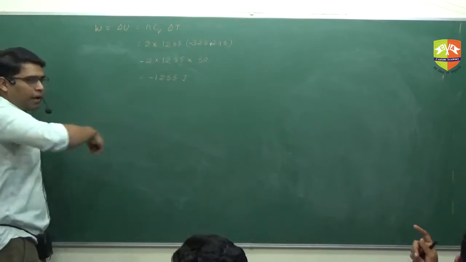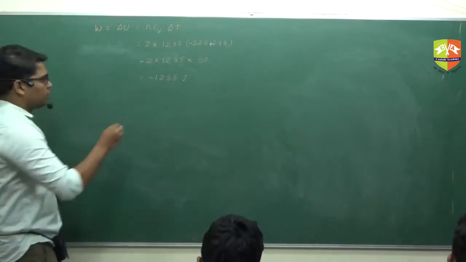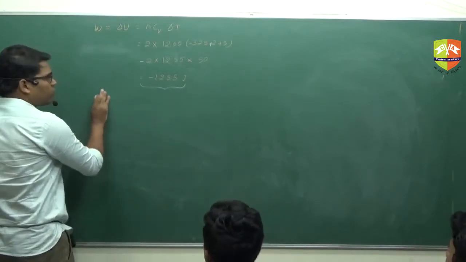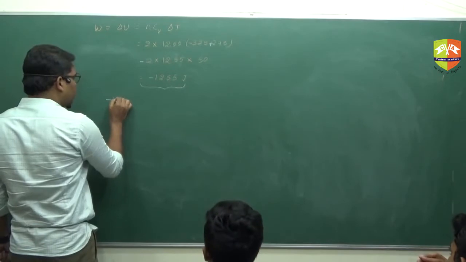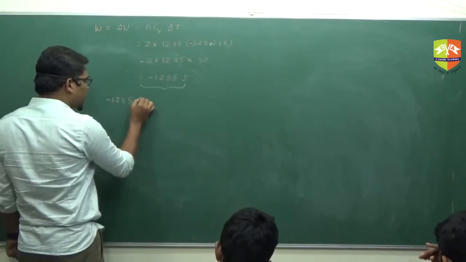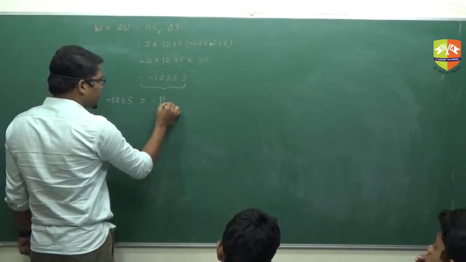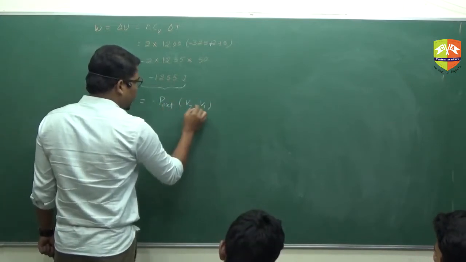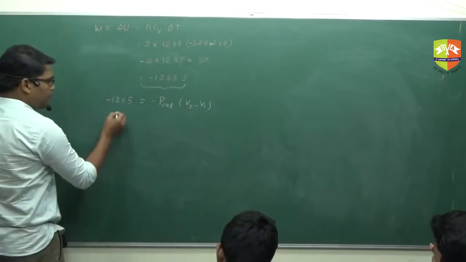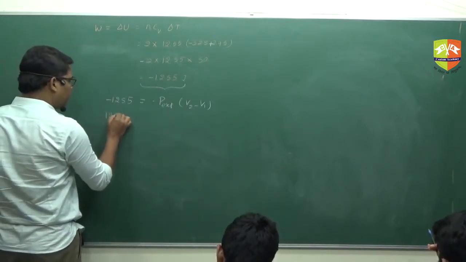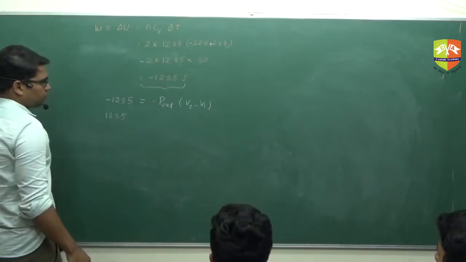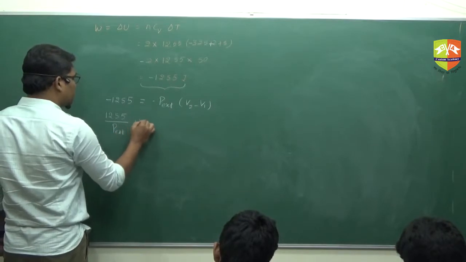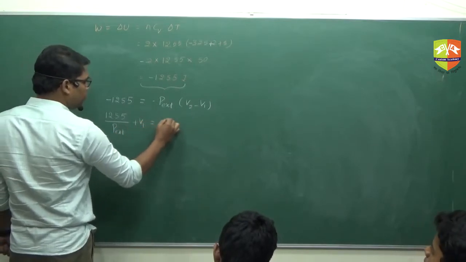And anyway, it is worked on by the system, so it should be negative. So this is work done. Now the initial volume we can find out. This work done, minus 1255, further equals minus P external into delta V, V2 minus V1. This V2 we need to find out. So this will be 1255 divided by P external plus V1 is equal to V2.